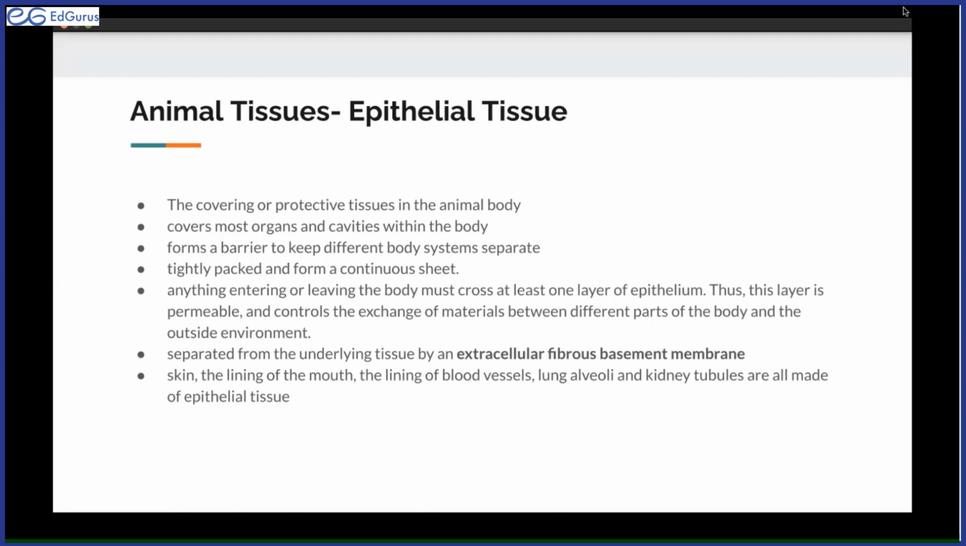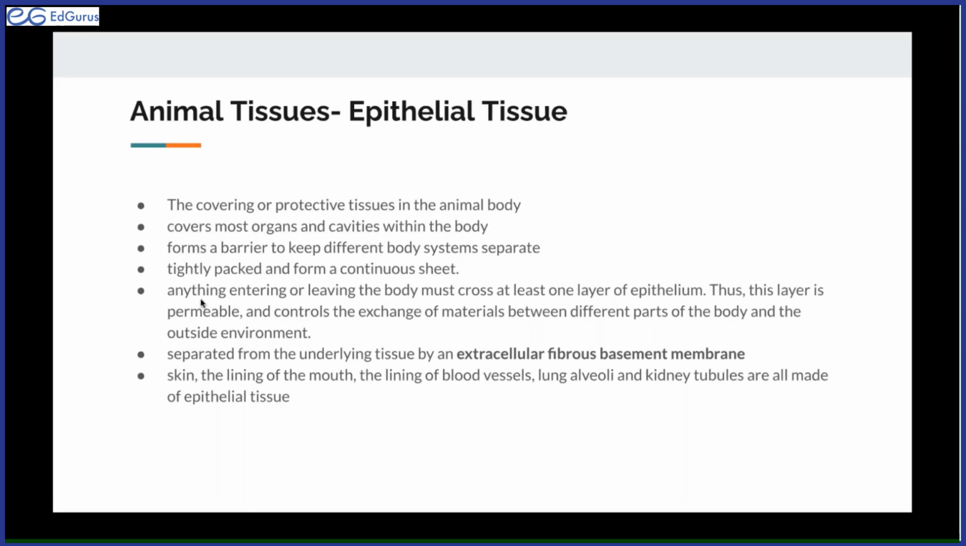Now the first type of animal tissue is called the epithelial tissue. This means the epithelial tissue is the covering or protective tissue in the animal body. Its function is that it covers most organs and cavities in the body, and it forms a barrier on these organs and cavities in order to keep different parts of the body separate. Okay, so this basically acts as a covering or a barrier or a protection layer for different parts inside the body. The epithelial tissue is tightly packed and it forms a continuous sheet. This is the structure of the tissue, tightly packed and continuous.